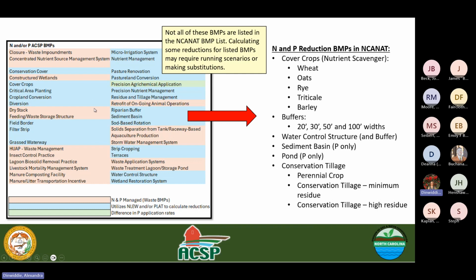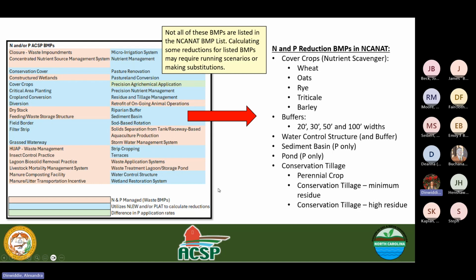So as you can see, some of these practices are very easy to walk over to these select BMPs in the NCANAT tool. Some of them are a little bit more complicated, or it might not be intuitive as to how you can calculate a nitrogen loss reduction for those practices. So like for cropland conversion, you might have to run different scenarios where you had a crop before and then you have whatever you're converting the field to, so like trees or pasture or something.